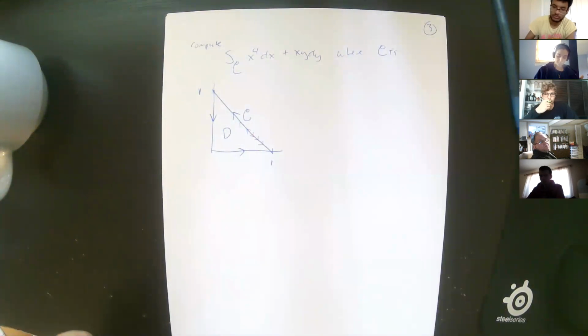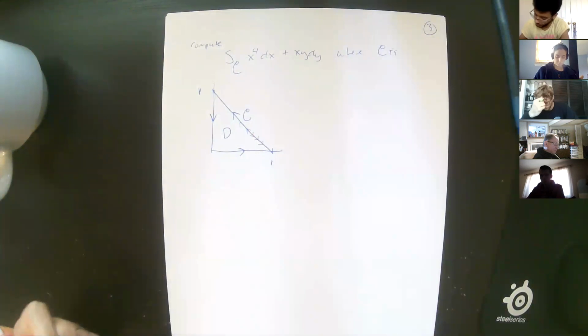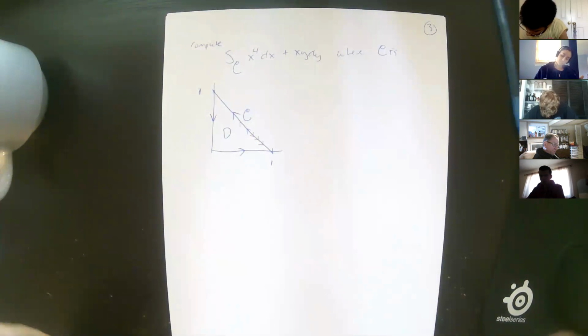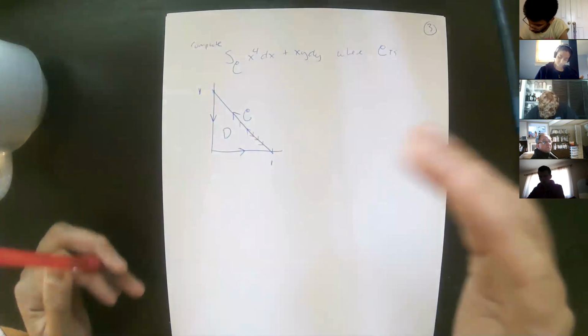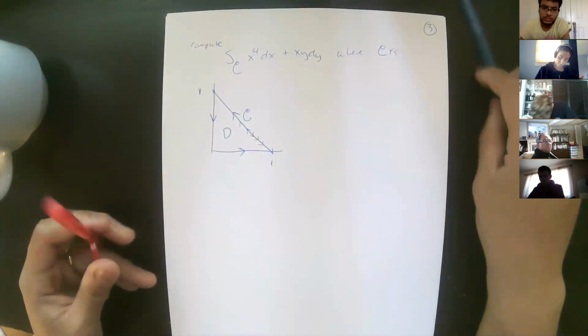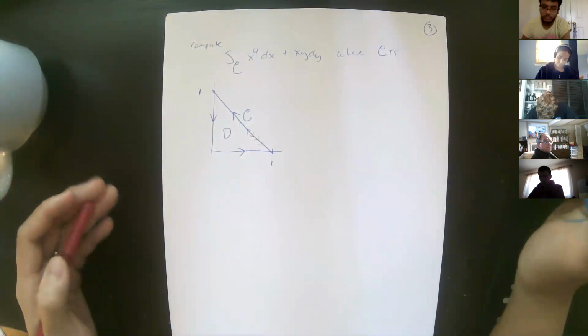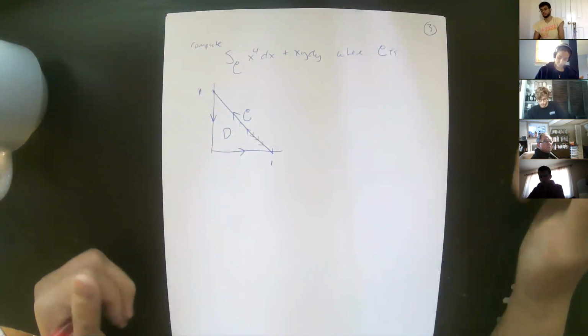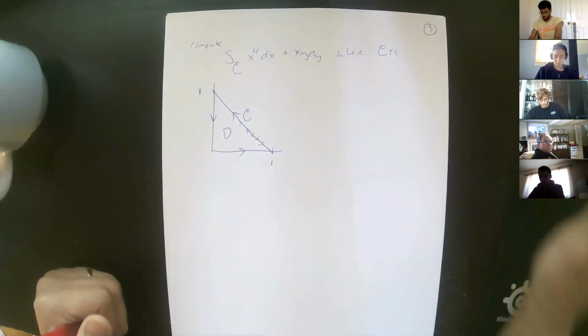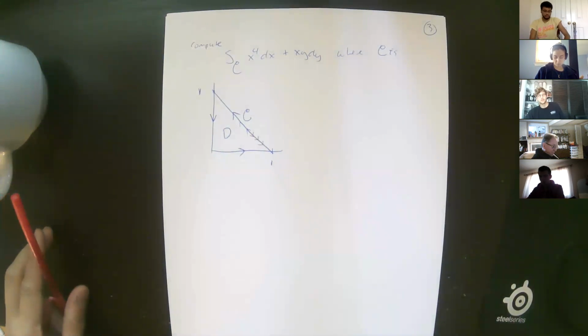Any questions on that? Remember, most of the time, if the curve encloses a region, counterclockwise will be the positive orientation. Okay? If the domain encloses a region, counterclockwise will be the positive orientation.